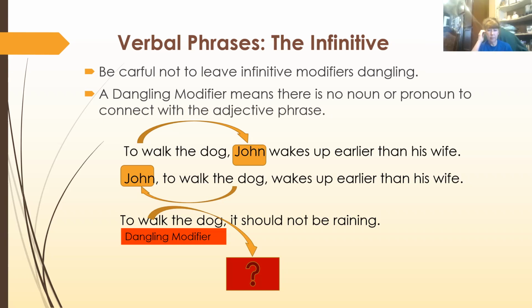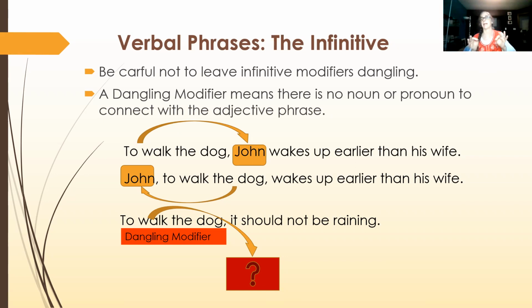I probably would say for John to walk the dog, it should not be raining. Yeah, exactly. Or we can just turn that infinitive phrase into another group of words, right? It should not be raining if someone wants to walk their dog. If we're talking bigger than John, right? We just need to rewrite the entire sentence.